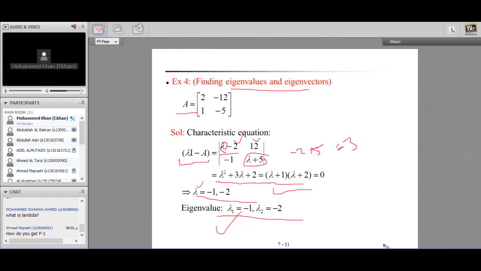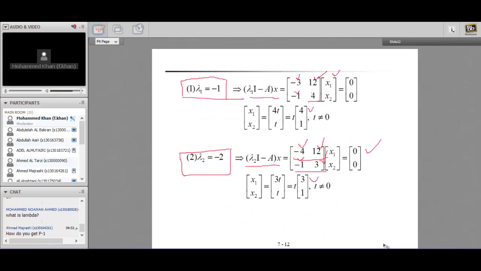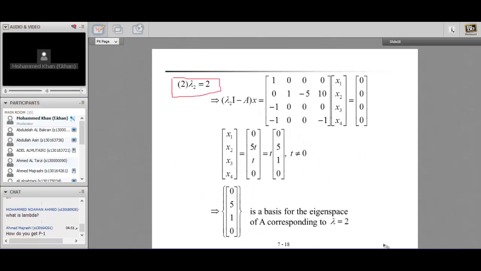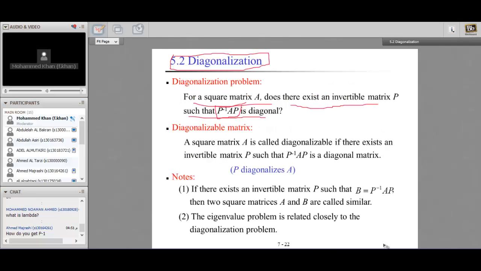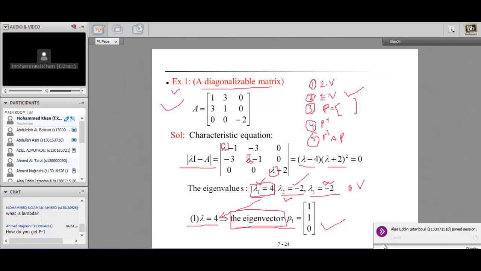How do you get P1? P1 means the eigenvector corresponding to lambda 1. Whatever the eigenvectors are, we call them P1. So here these are the eigenvalues. Corresponding to this eigenvalue, we get an eigenvector, and this eigenvector is called P1.